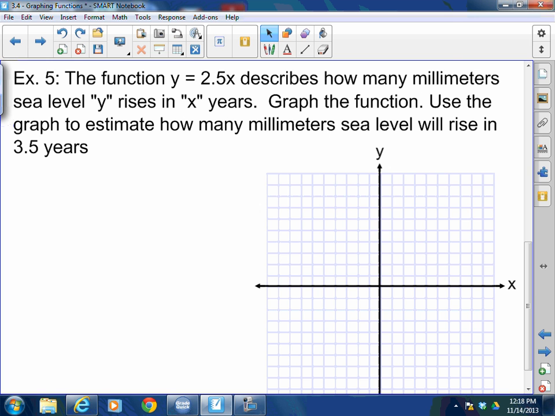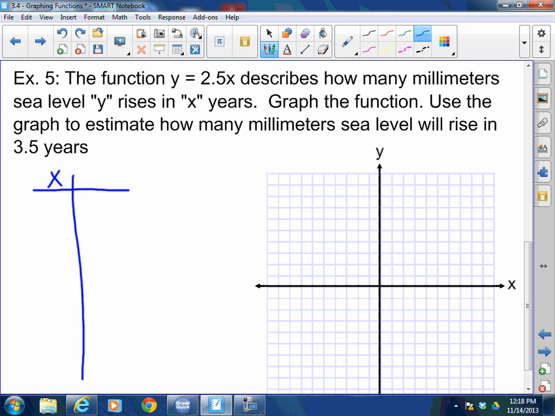The function y equals 2.5x describes how many millimeters sea level y rises in x years. Graph the function. Use the graph to estimate how many millimeters sea level will rise in 3.5 years. Okay? Well, very simple. First of all, I hope you realize I don't have to estimate. I could go 3.5 times 2.5 and get the exact value, right? Right. But they want us to estimate, so let me show you the skills you need to succeed at this.